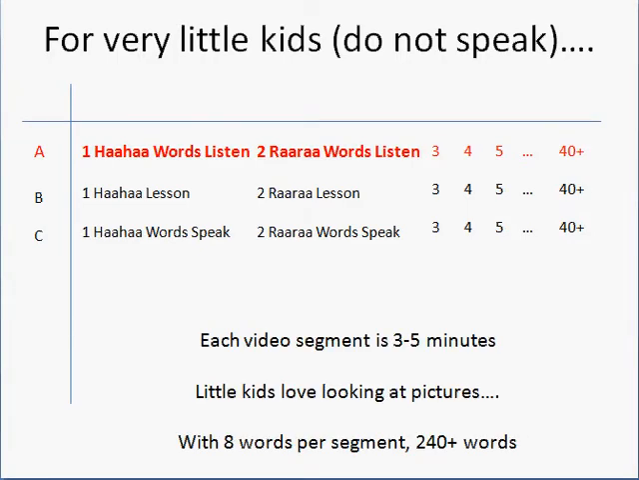And the other thing you're going to discover is that given that the video segments are only 3 to 5 minutes in length, little kids actually love looking at pictures and hearing things. And if you go through the entire series, in very little time, they will have learned about 240, maybe close to 250 words, because there are about 8 words per each video segment, if not more on average.